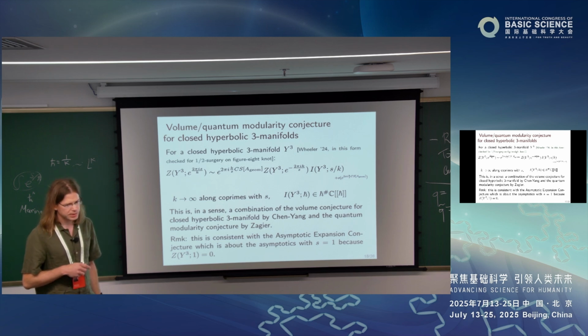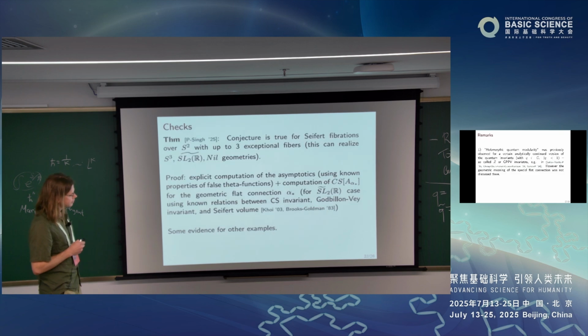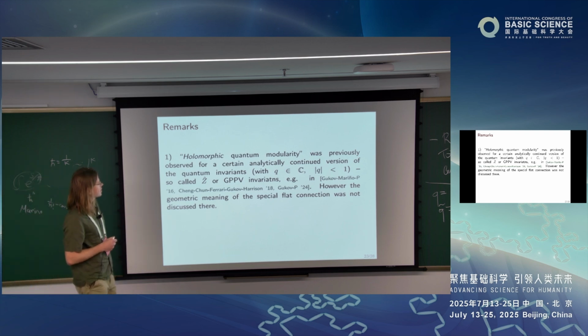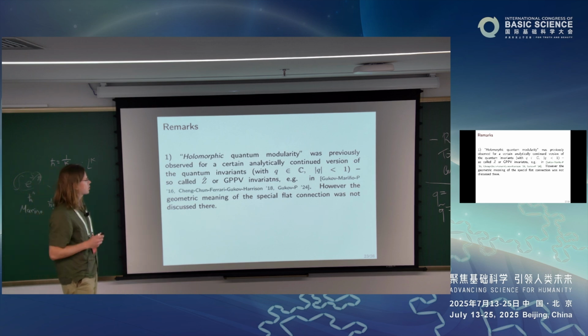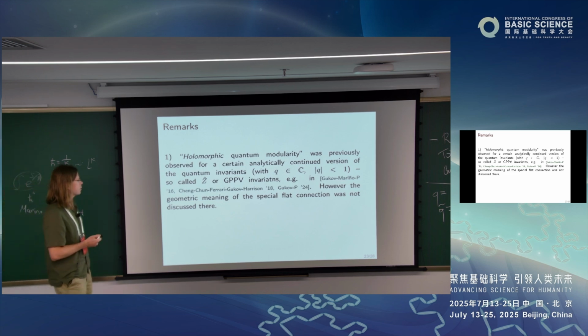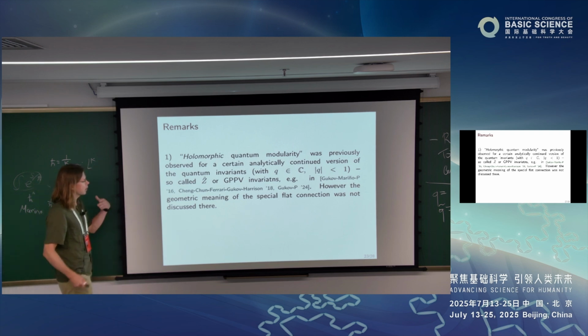Or default of what? Same manifold? No. Okay, very much. Well, yes, there is a kind of holomorphic quantum modularity. I should mention that holomorphic quantum modularity was previously observed for a certain analytically continued version, where we take q to be some complex number with absolute value less than 1. These analytically continued versions are usually referred to as Z hat or GPPV invariants. This holomorphic quantum modularity was studied in various papers. However, the geometric meaning of this special flat connection was not discussed there.